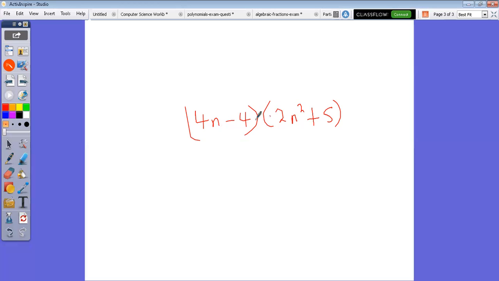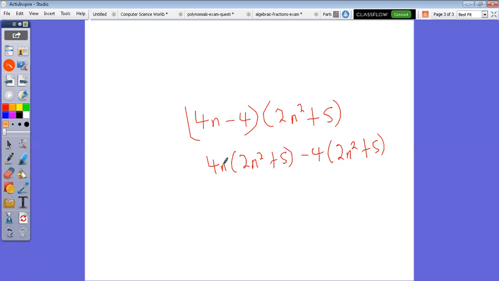So can you walk me through? I know Joanna is there, I think she must be confident with this. So now, Emily, can you walk me through what you did so that we work together? You said 4n brackets what? 2n squared plus 5. Then you have a minus 4 brackets 2n squared plus 5.